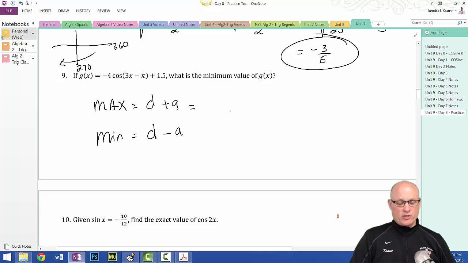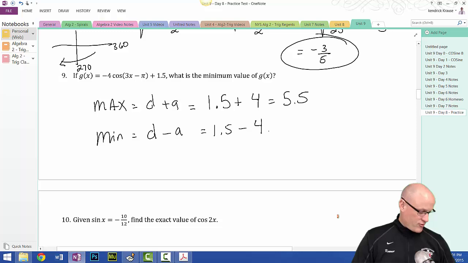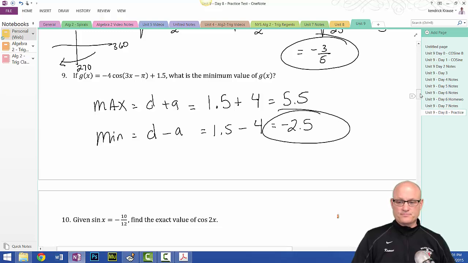Now, I tried to trick you a little bit by making that number out front a negative, but that's not the amplitude. So we'll take the d, which is 1.5, and we'll add on the amplitude, 4. That's 5.5. Or we'll take the d, or the midline, and subtract off the amplitude. Oh, man, I did that backwards. And I get -2.5. And there's my answer right there, negative 2.5.